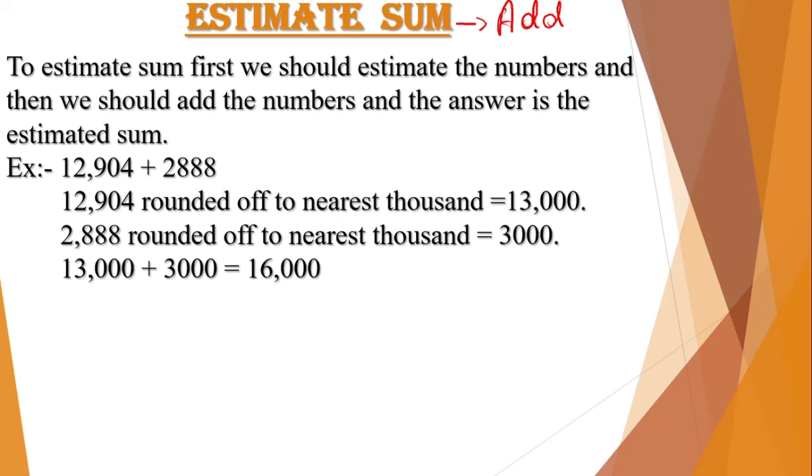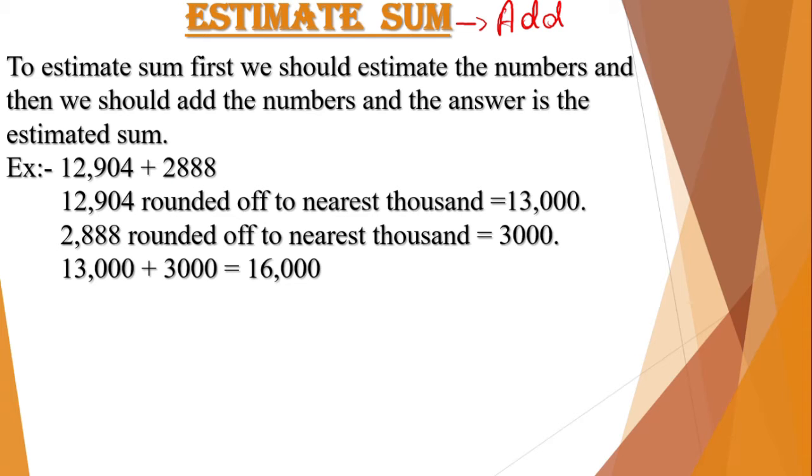So what we should do at that time is, first we should estimate the numbers. Whatever numbers are there, we should just estimate them and then we should add them. So to estimate a sum, first we should estimate the numbers as I told, and then we should add the numbers and the answer is the estimated sum. So let's see a small example. We have 12,904 plus 2,888. So first thing, we should estimate, right?